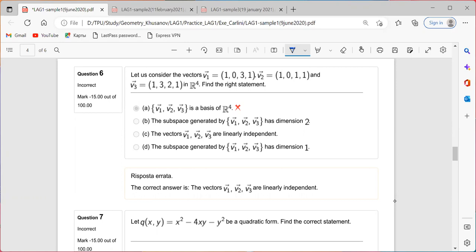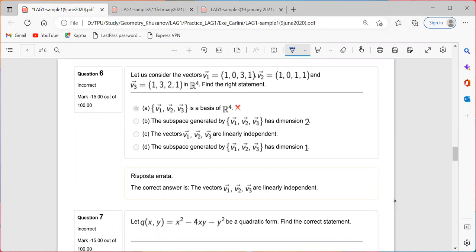Let's consider, and we have to just find the correct statement now. A. V1, V2, V3 is a basis. No, it's wrong. Why? Because in this situation, 3 vectors cannot be a basis for R4. A basis for R4 consists of exactly 4 vectors. This is not enough. That's why A will be wrong.